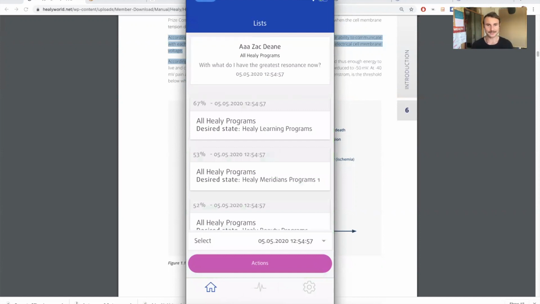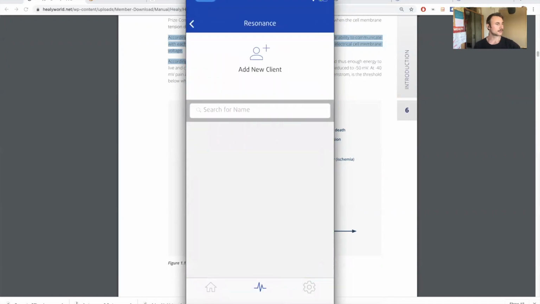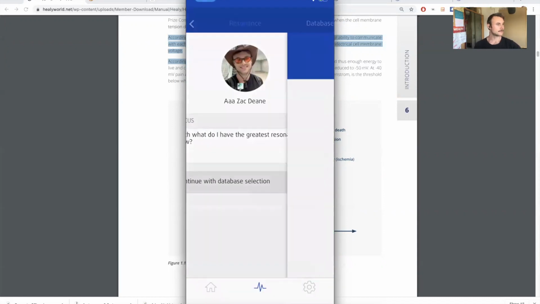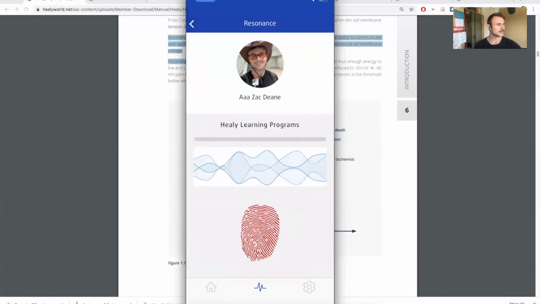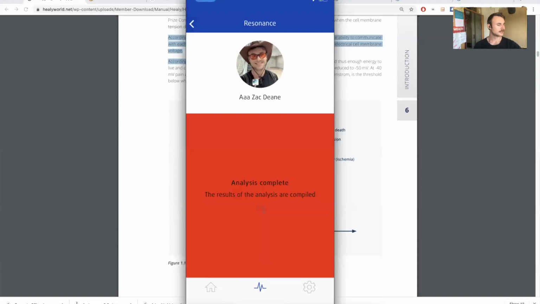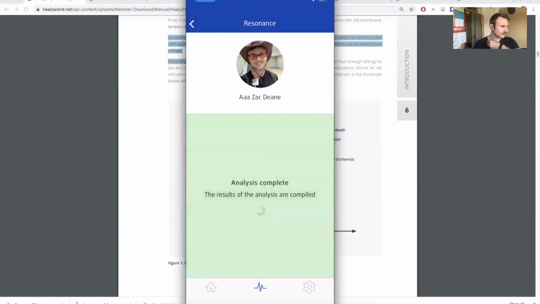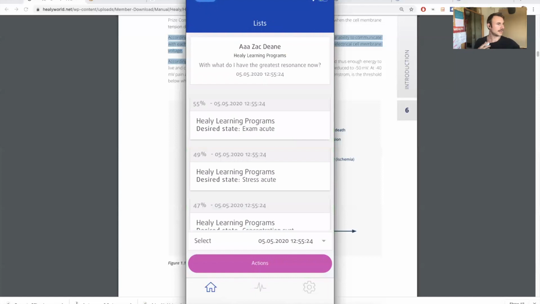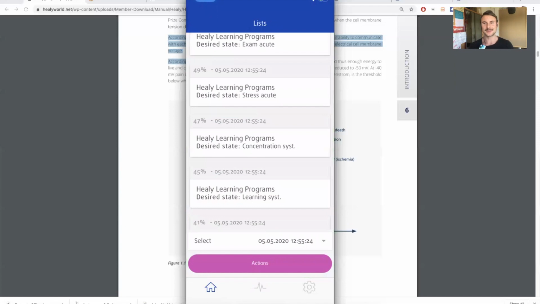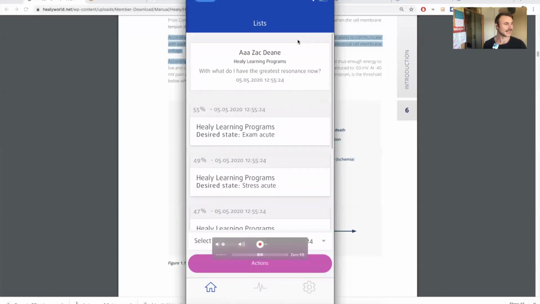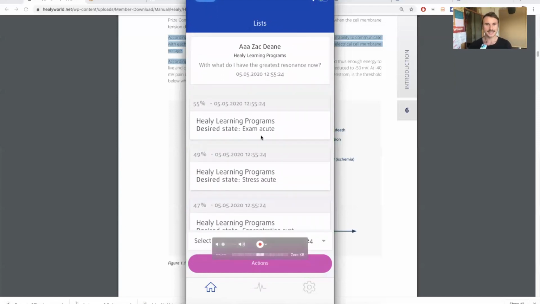Look, learning programs are coming up again. 67% learning programs, 53% Meridians 1. This was similar to yesterday. So we're going to go into learning programs number 2 again. There are 9 different ones. Let's do a quick scan. All right: exam acute, exam stress acute, concentration. These were the ones that came up yesterday, so it's very similar. This is the same kind of state that I was in yesterday when I was doing it.